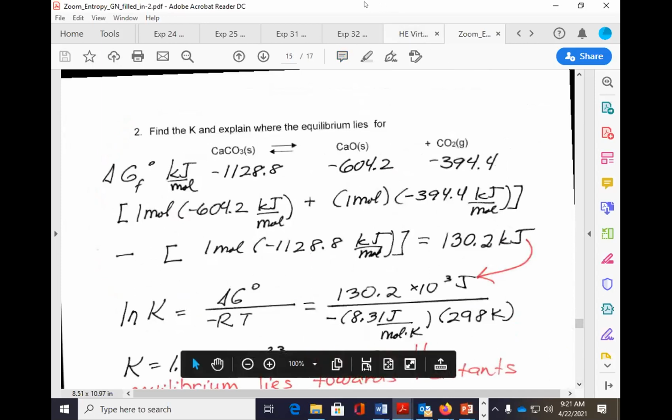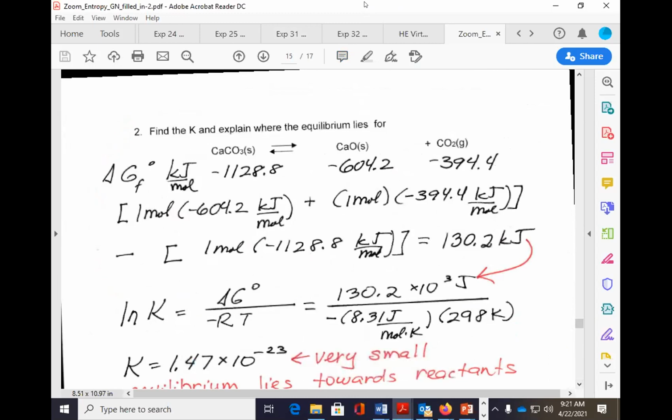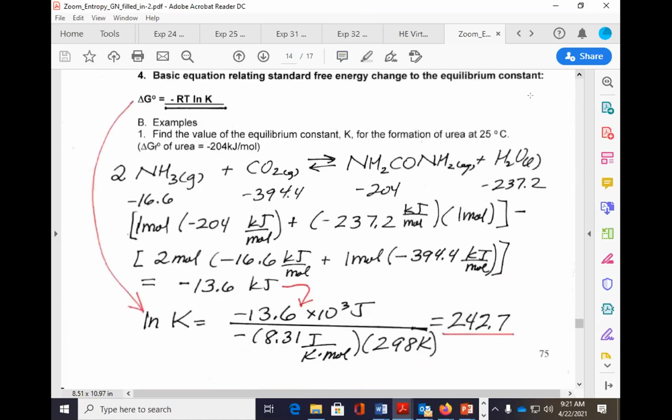Okay, so this is another example, and we're again finding the K. Oh, did you need more time? Oh, I keep forgetting to check the chat. So just put in the chat when you're done.